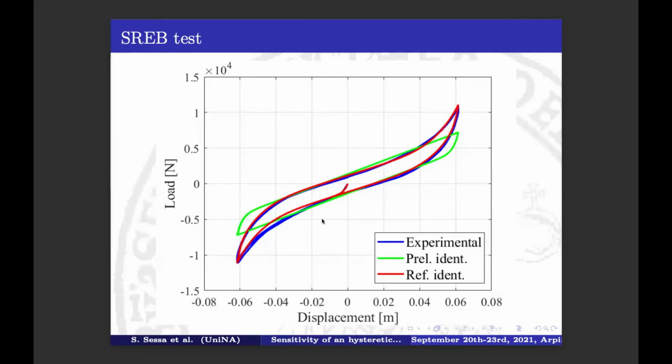In this figure, we see the experimental curve in blue, while the green one is the result of the preliminary optimization. We can see that while the stiffnesses here and at this point here are matching the experimental ones, we completely lose the hardening effect of the loop, while the refined identification, which is the red curve, matches the experimental one.